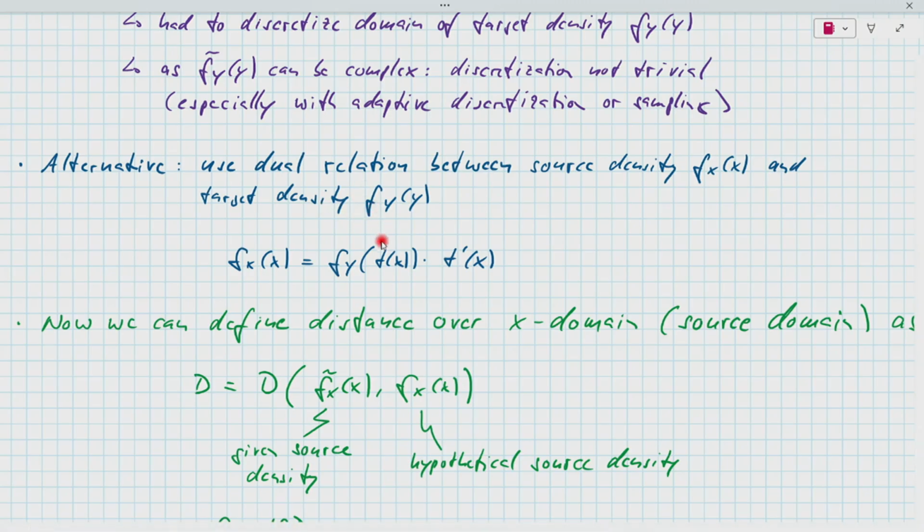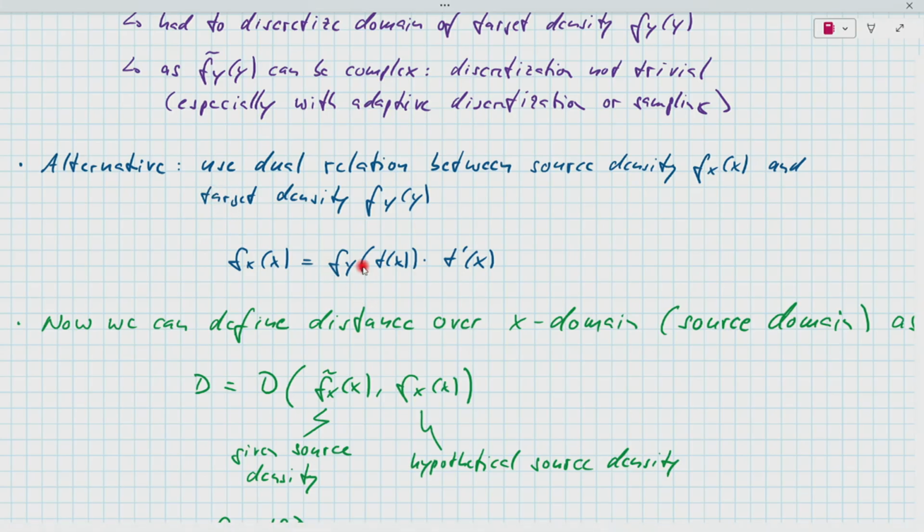Even outside of discretization, when you use continuous mappings, you always have these two options. You could use the dual relation between the source density f_X and the target density f_Y: f_X(x) is equal to f_Y(T(x)) times T'(x). That is what we can also use. So, in fact, as you see here, we have 4 dualities, 2 in each direction.